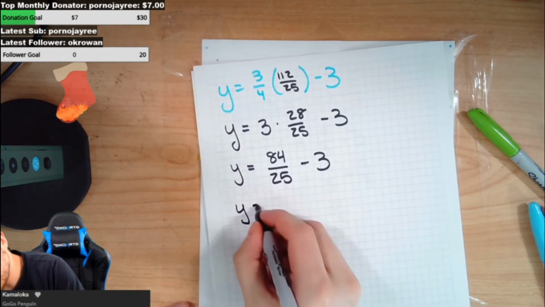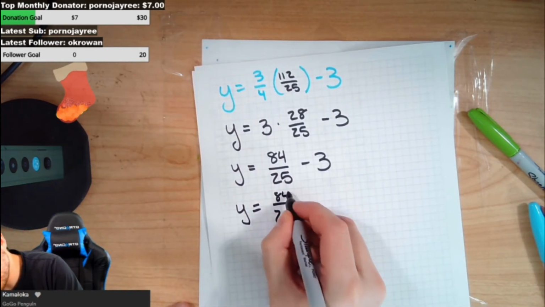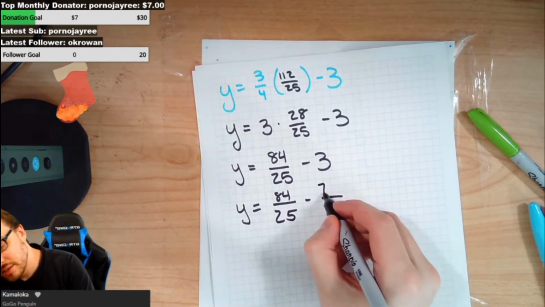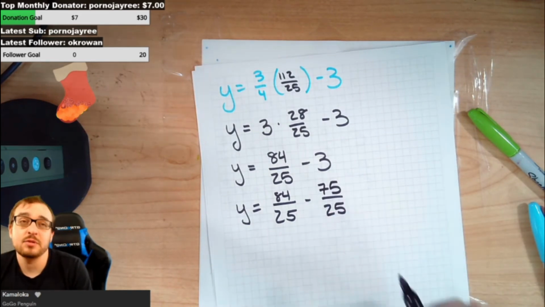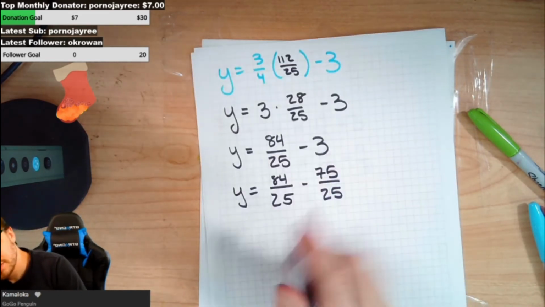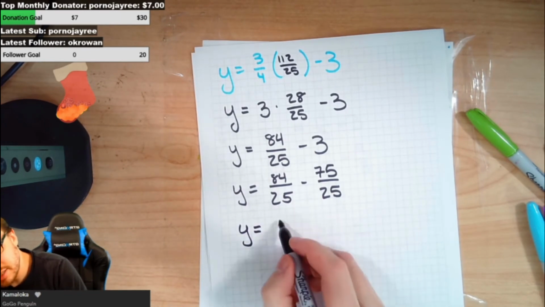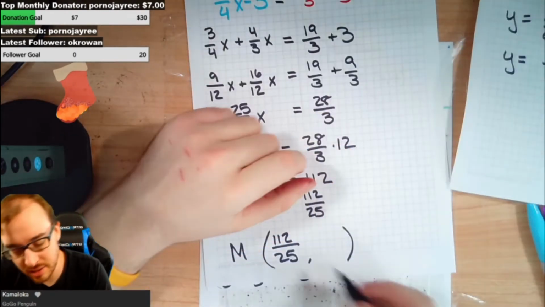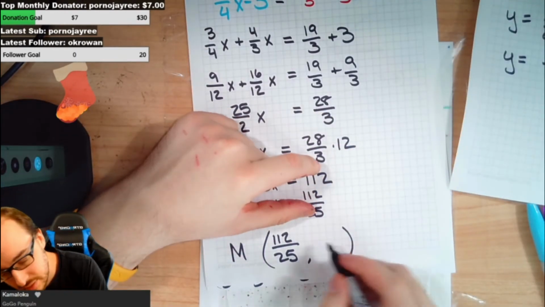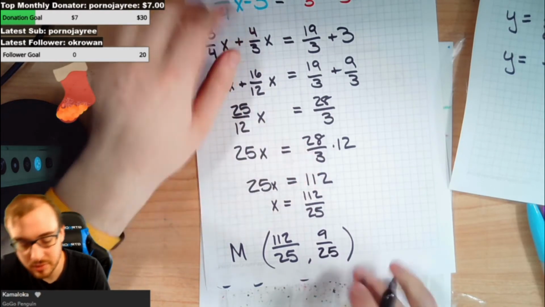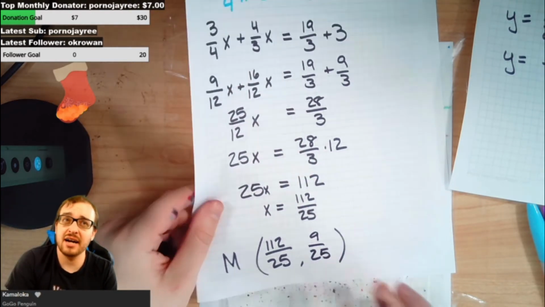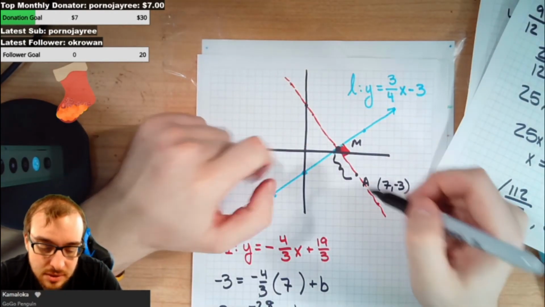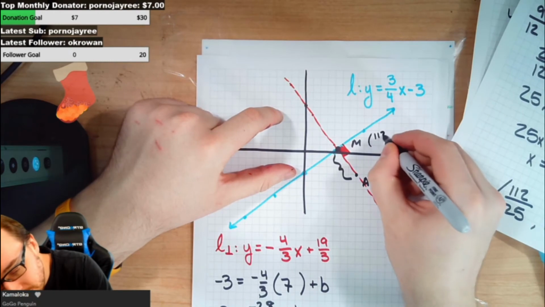So now I'm going to subtract 3. And the way I'm going to do that is I'm going to think of how many 25ths are in 3. 75. 75 divided by 25 is 3. So if I subtract those, I'm going to get 9 25ths. So when x is 112 over 25, y is 9 over 25, which is less than 1, less than half, really, right? If you look, that dot is about less than half in the y direction. So there's our coordinate right here, 112 over 25.